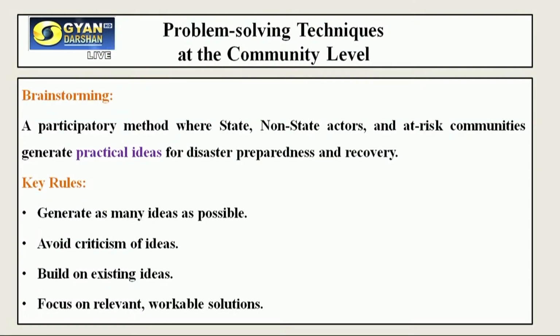Now we are moving into problem solving techniques. In the sense that we have two levels: problem solving techniques at the community level, and problem solving techniques at the institutional level. The first technique is brainstorming. What do we mean by brainstorming? Brainstorming is one of the most important disaster risk analysis techniques.